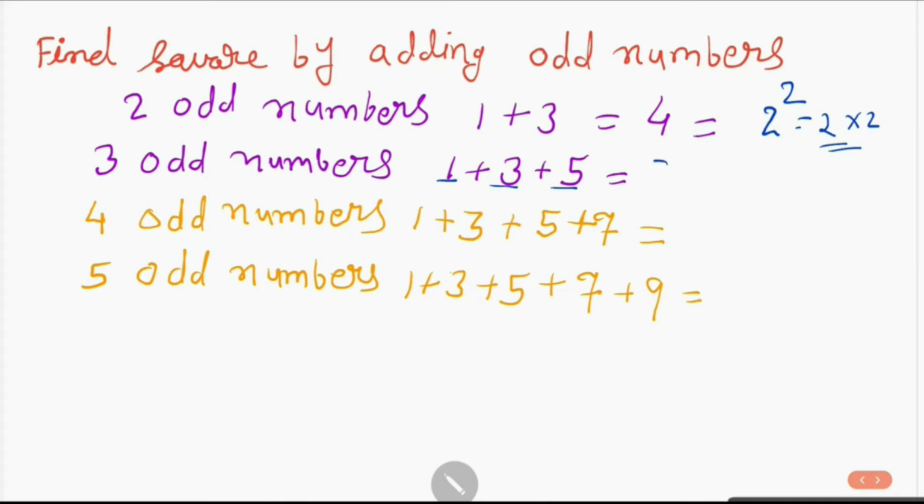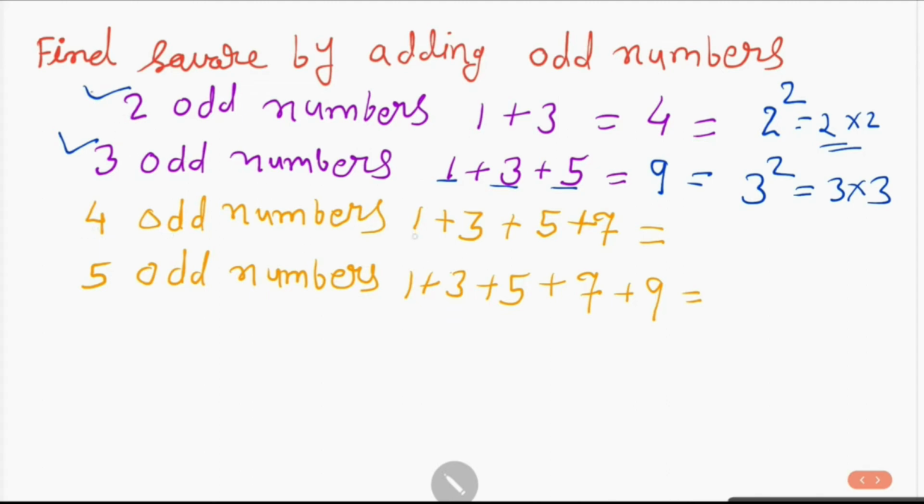So what do we get here? 9, and 9 is the square of 3. 3 multiplied by 3 equals 9. So when we add the first three odd numbers, 1 plus 3 plus 5, how many numbers are being added? 3 odd numbers are being added, so we get the square of 3. 2 odd numbers are being added here, so we get the square of 2.